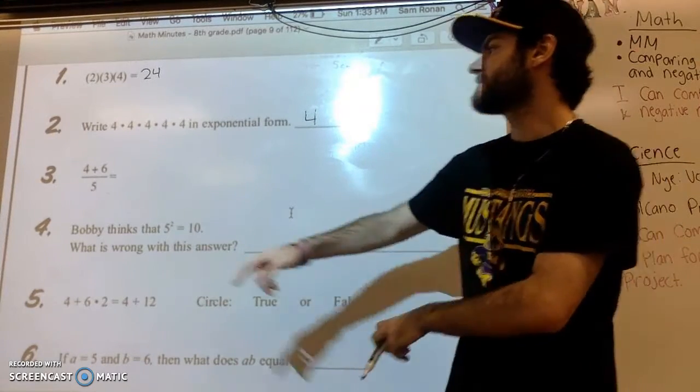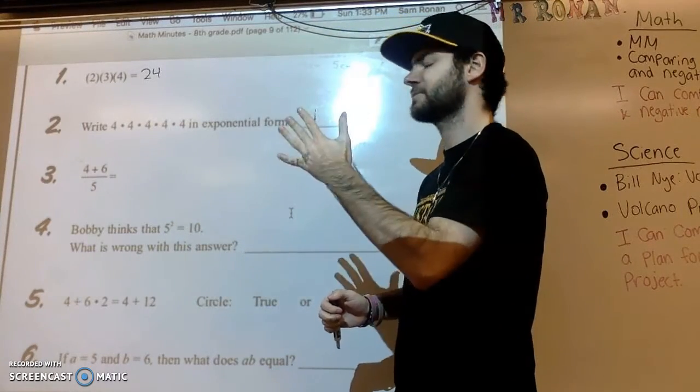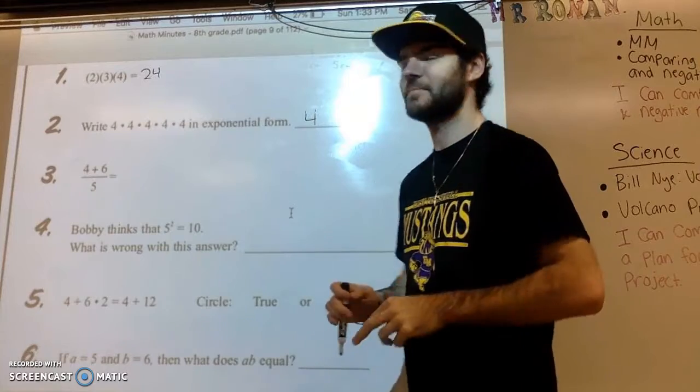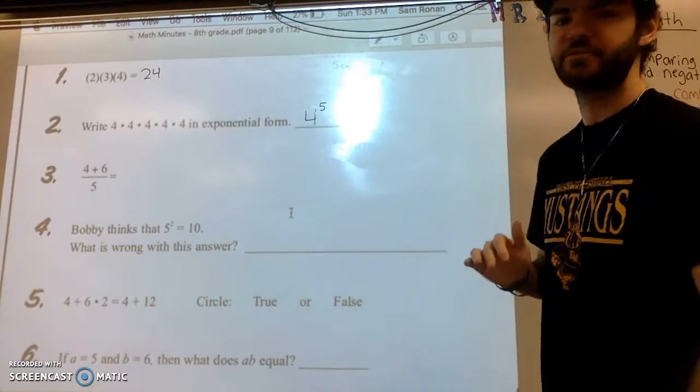So how many times do we see 4 in here? So we have 4 times 4 times 4 times 4 times 4. So I counted 5 times. That means we're going to have an exponent of 5. Okay, so 4 with an exponent of 5.